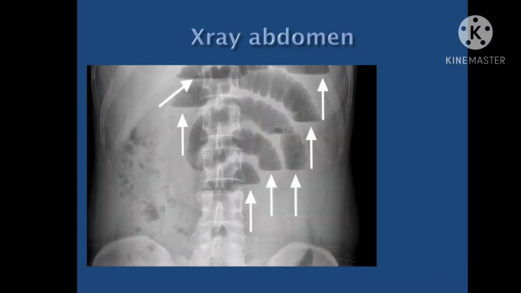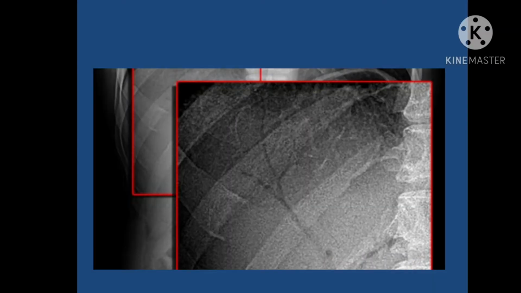Now after stabilization, this patient is sent for an X-ray abdomen in erect and supine position. The finding on the X-ray is multiple air fluid levels with a cutoff point in the terminal ileum. You also notice a gaseous shadow in the biliary tree. So what is the most likely diagnosis and how are we going to manage this patient?